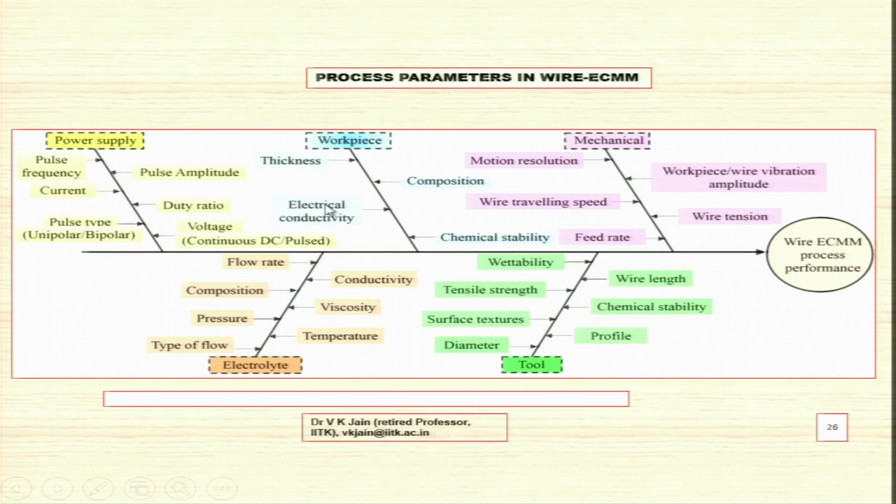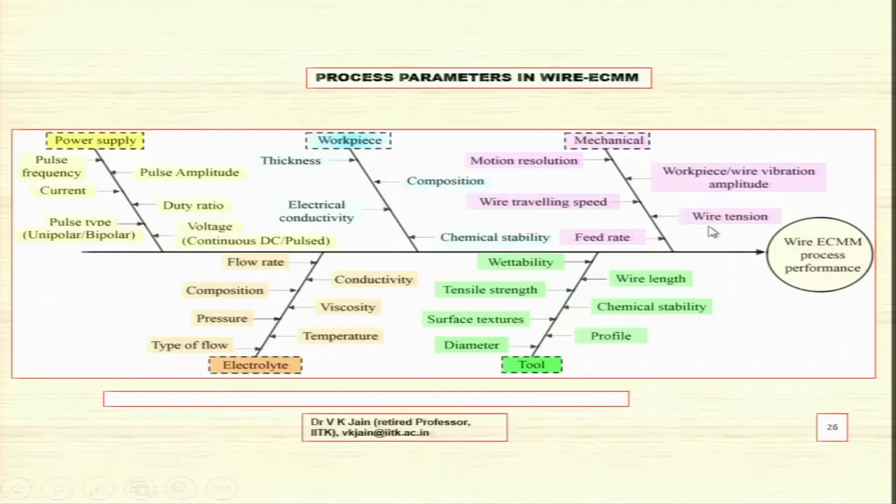Workpiece thickness, electrical conductivity of the workpiece, composition of the workpiece, and that helps us in deciding what electrolyte or electrolyte mixture should be used, and then chemical stability of the workpiece with reference to the electrolyte. This is a very important aspect. The workpiece should not react with the electrolyte. Then mechanical parameters: motion resolution, wire traveling speed and feed rate, all three are very important parameters. Then workpiece or wire vibration amplitude, which we have already discussed. You can vibrate the tool or you can vibrate the workpiece depending upon the requirement.